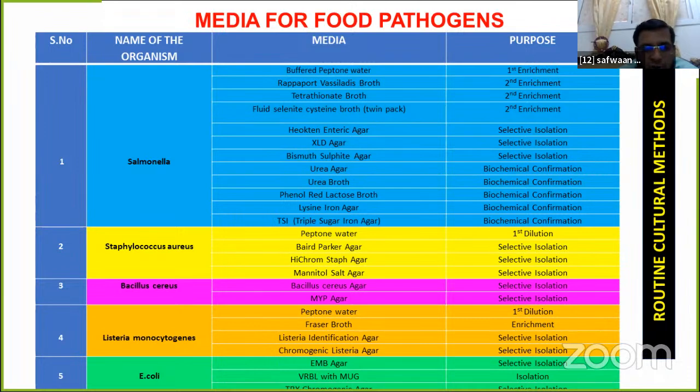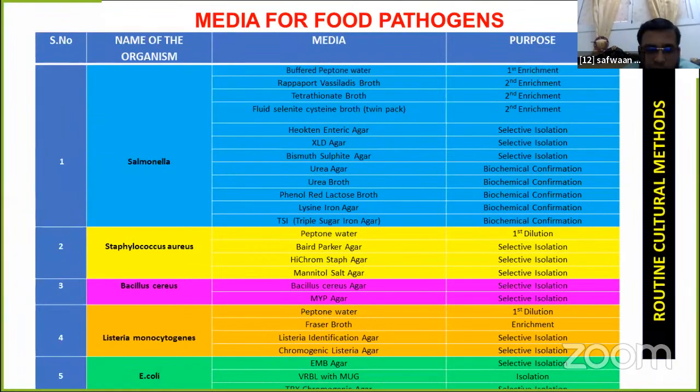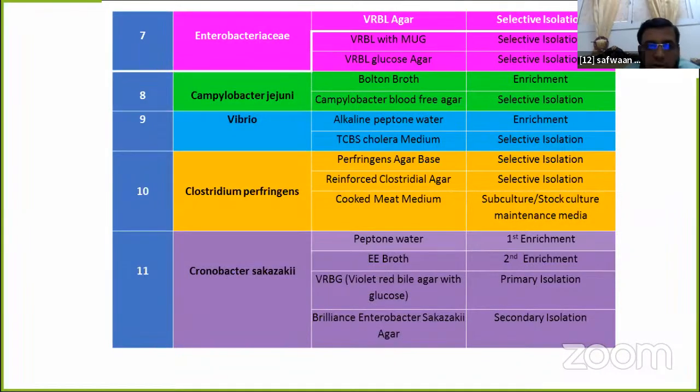And for Staphylococcus aureus, there are some media you can see. I have given a different color to highlight each different type of media for a different organism. The list is very big here. Enterobacteriaceae, Campylobacter jejuni, Vibrio, Clostridium perfringens, Chronobacter sakazakii.